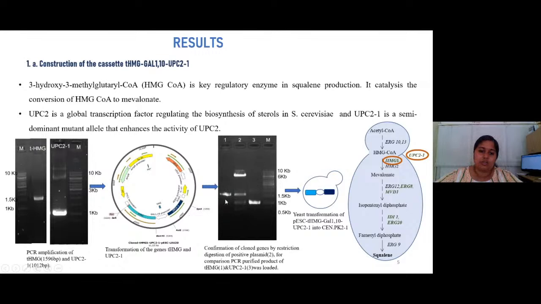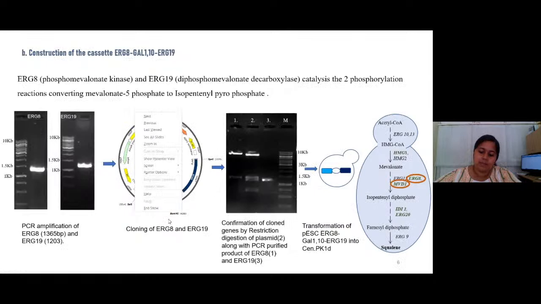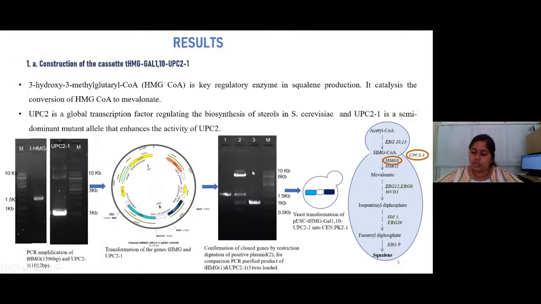The third lane is the control UPC21 gene. And the second lane has the digested plasmid with bands correlating to THMG1 and UPC21. This verified plasmid was then inserted into the yeast strain.